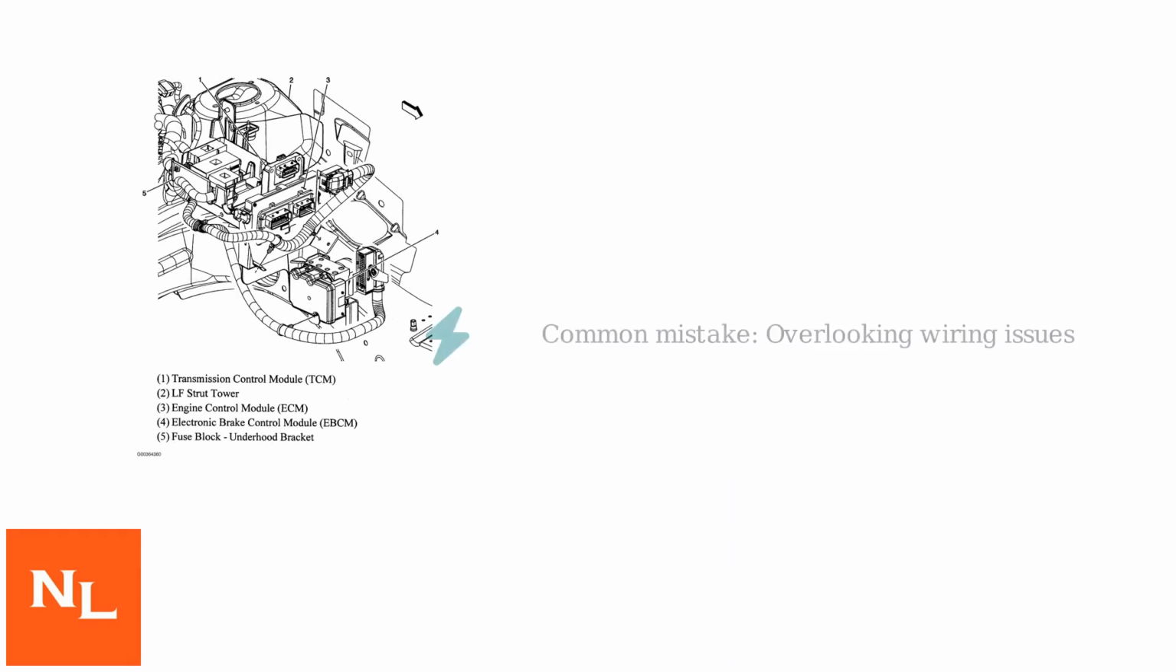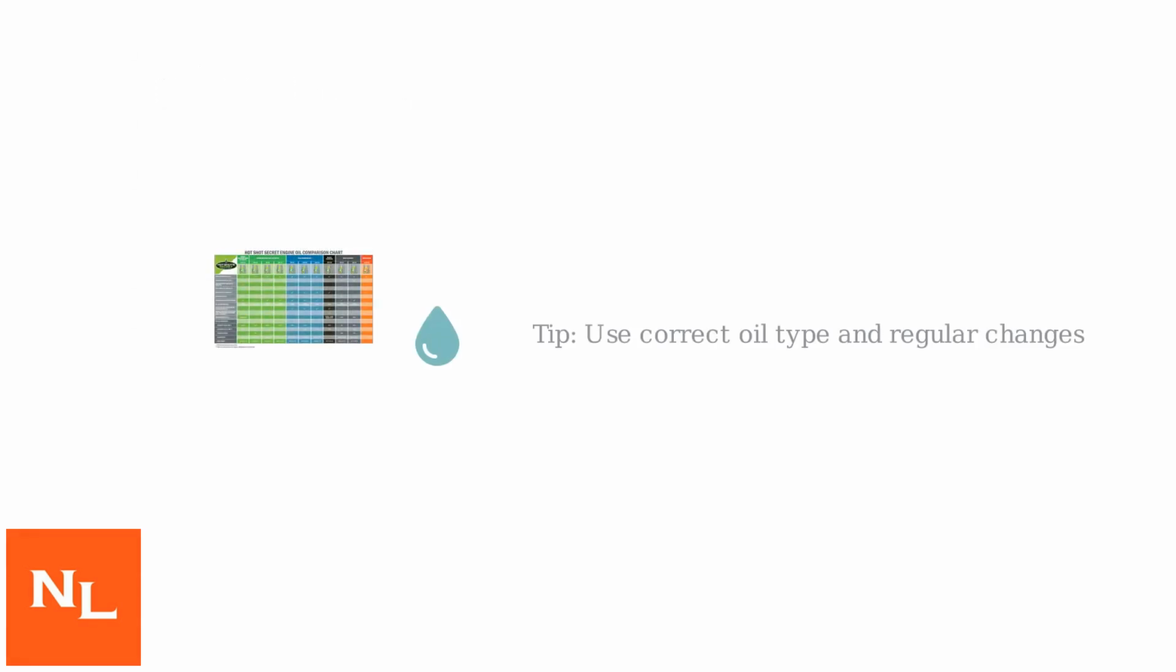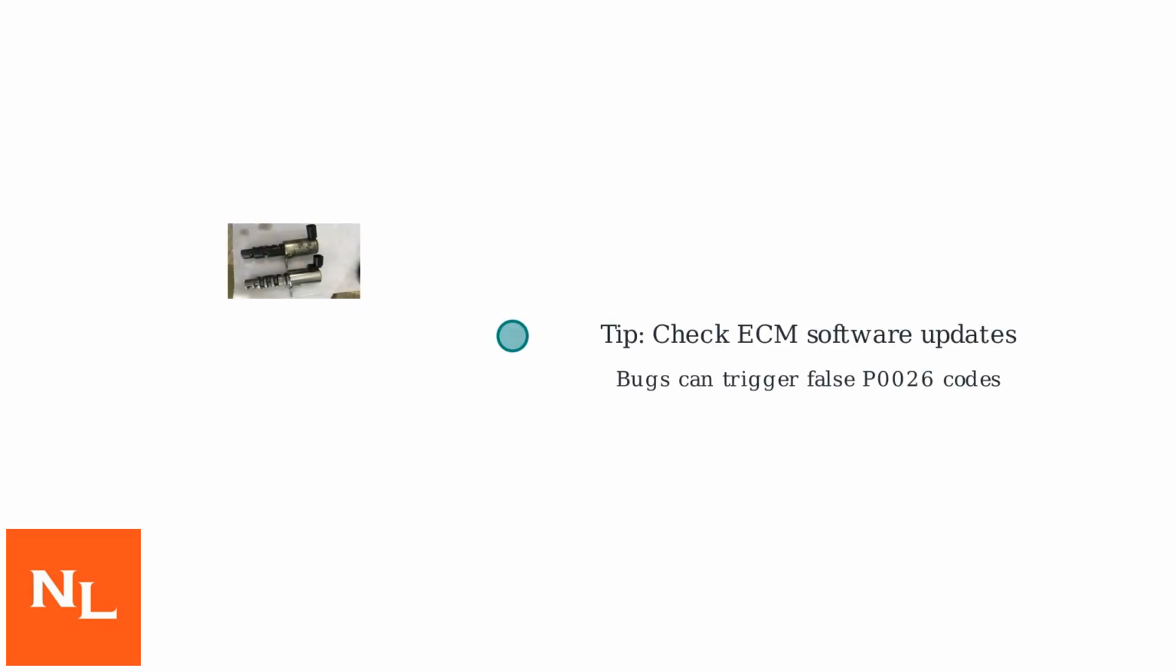One common mistake is overlooking wiring issues. Always double-check the wiring and connectors for corrosion or shorts. Another tip is to ensure you're using the correct oil type and maintaining regular oil changes to prevent future solenoid clogs. Finally, consider checking for ECM software updates, as bugs can sometimes trigger false P0026 codes.